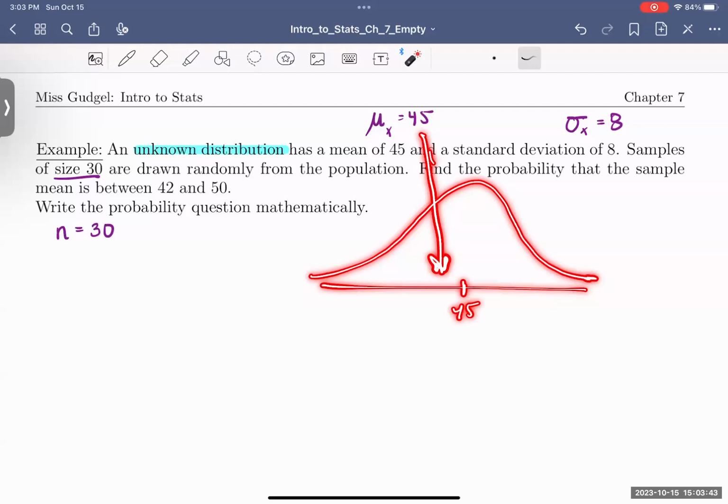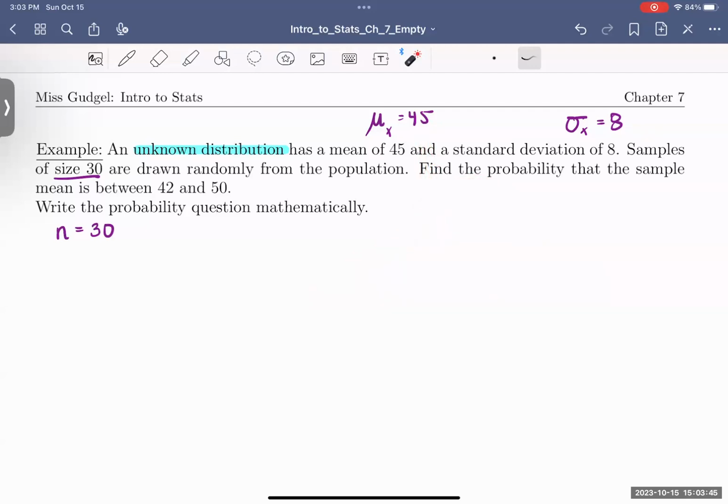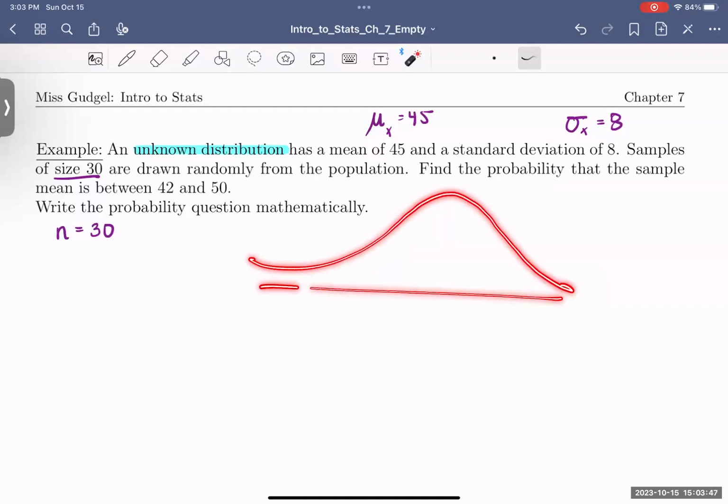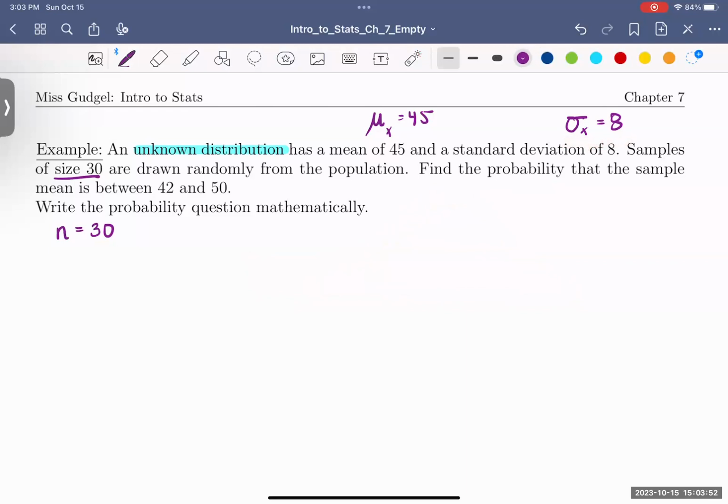The center is still at the center, but the spread, the standard deviation, instead of being 8, is going to be much smaller, but we need to figure out what that new value is. The new standard deviation, the standard deviation for X bar, instead of the standard deviation for X, is equal to the old standard deviation divided by the square root of n.